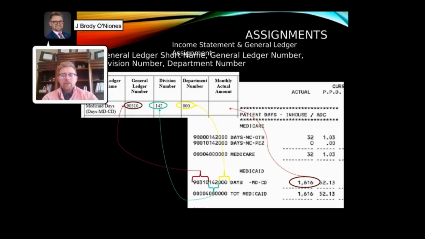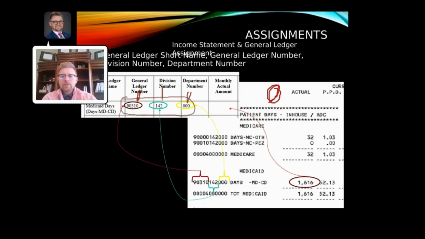So the example that we have here from your income statement and general ledger assignment is similar to the balance sheet one. You're going to have a fill in the blank and some short answer. Here's an example of that. And it may ask you things like, where the balance sheet asked about equipment, this will ask about things specific to the income statement, like Medicaid days, Medicare days, raw food expense, things like that. What you have is a bigger chart of accounts here, because we have the division number that we talked about, the department number, and then the general ledger number.